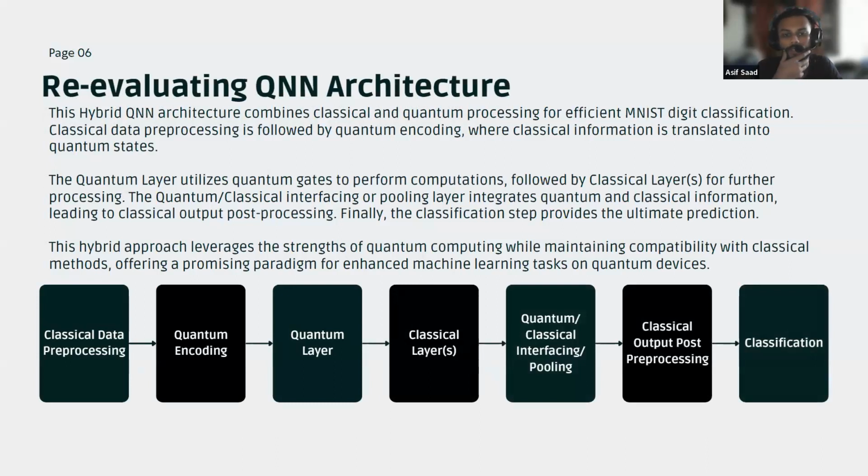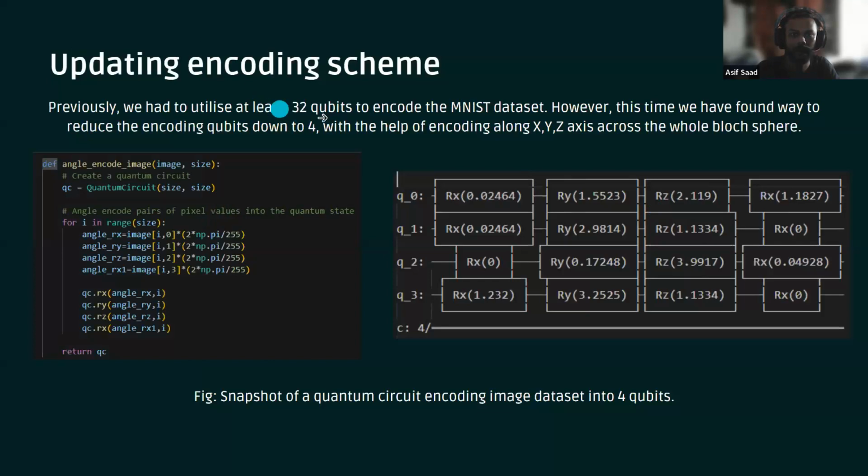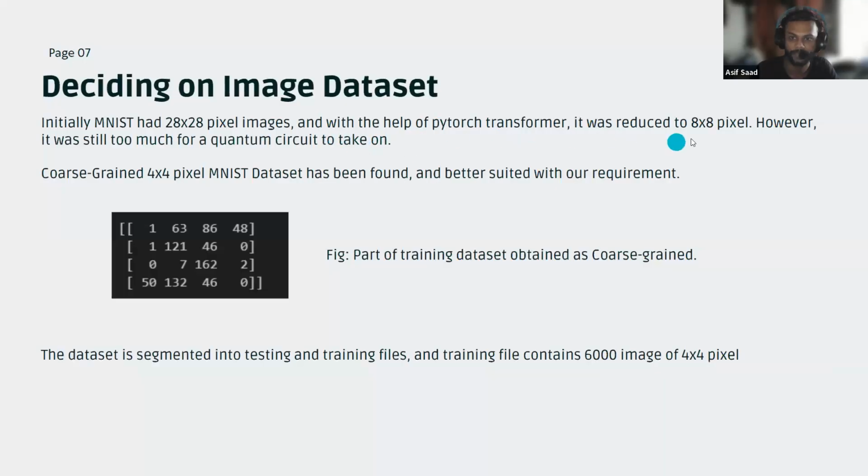We have revisited the quantum neural architecture. We have modified some of the architecture we had previously decided on, because we could not cope with the previously agreed upon neural network architecture. Why? Because previously we had an image, let me show you, that was 8 by 8 pixels, but it was too much, 64 pixels. It was too much to work on a quantum circuit. So as our mentor suggested, we should reduce it to 4 by 4.